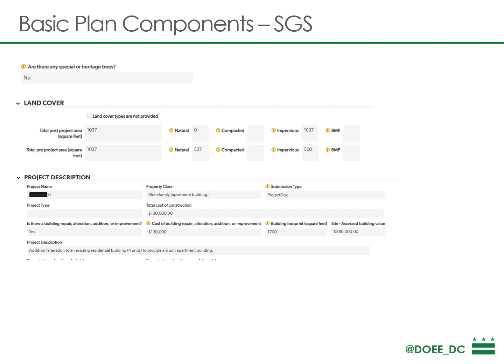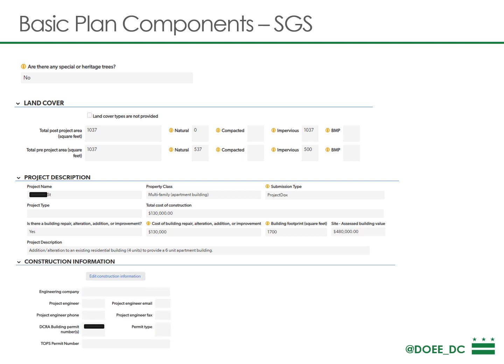The project description should include all of these key project details, including the cost of the repair, alteration, addition, or improvement, the building footprint, the assessed building value, and the estimated start and completion day, as well as the project description. The construction information should include the engineer or architect or whoever is developing the plans and contact information so we can get in touch with the designer. You should also input all DCRA building permit numbers and all DDOT TOPS permit numbers for tree removal.